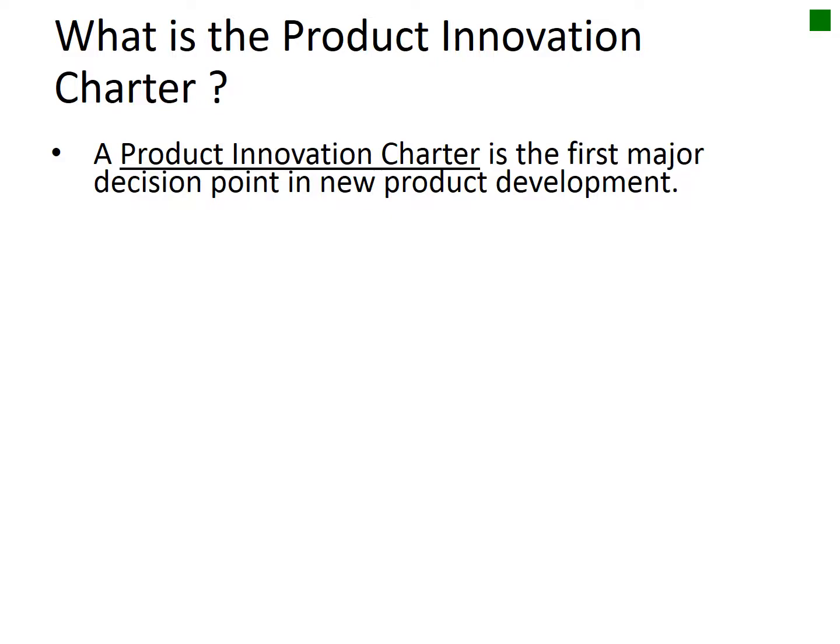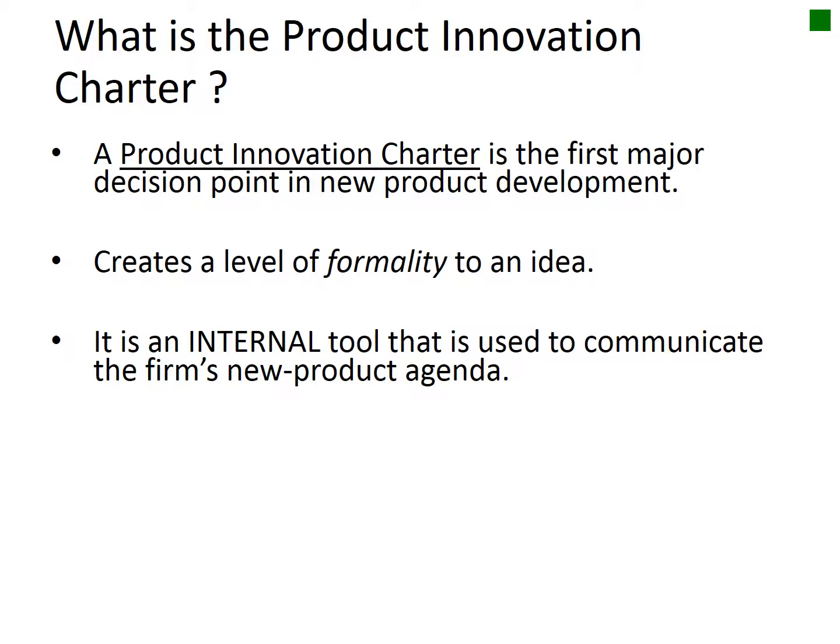And so now we actually want to put some form to those ideas in the sense that we want to create the idea as a concept and give that concept perhaps a name and also give it a project identity. That's what the Product Innovation Charter does. It is first and foremost a charter, and it creates a level of formality to an idea. So now we've made this decision that we have an idea, and the idea is strong enough to actually form some words around, create some visuals for it, and move it forward towards the product development process.